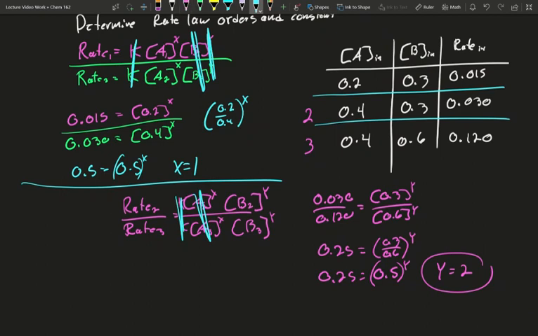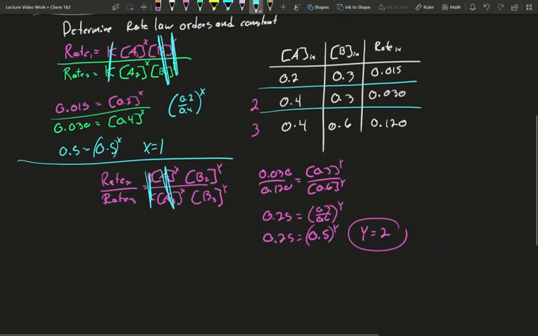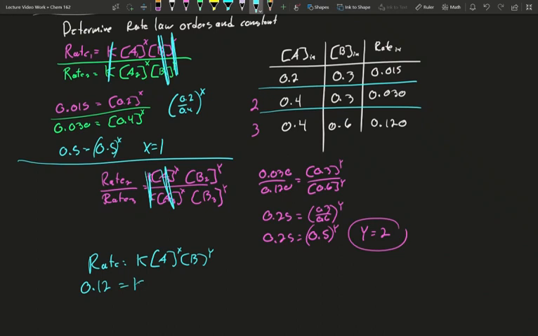Now that we know them, we can also solve K. So my rate is equal to K, A to the X, B to the Y. Well, we now know some of these, so let's pick 0.12 is equal to K, 0.4 to the first, 0.6 to the second. 0.12 divided by 0.4 divided by 0.6 squared. 0.0333.